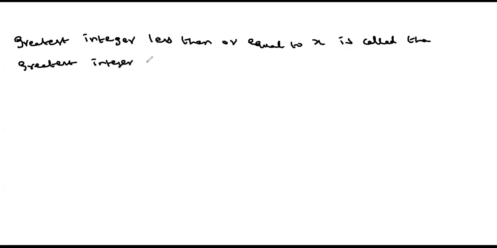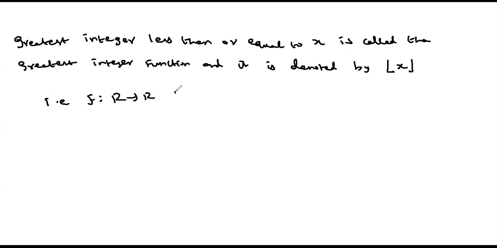And it is denoted by, இதெல்லாம் new உனக்கு. நல்லா பாருங்க, symbol பார்த்துக்கோ எப்படி இருக்கும்னா இந்த மாதிரி. This is our greatest integer function of x. That is f from R to R, f of x is equal to the greatest integer function. That is the definition. இது எப்படி அப்ளை பண்றோம்னு உனக்கு காமிக்கிறேன்.